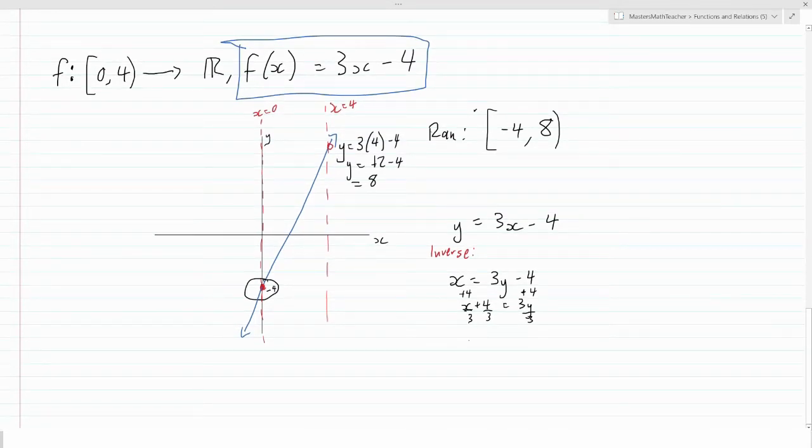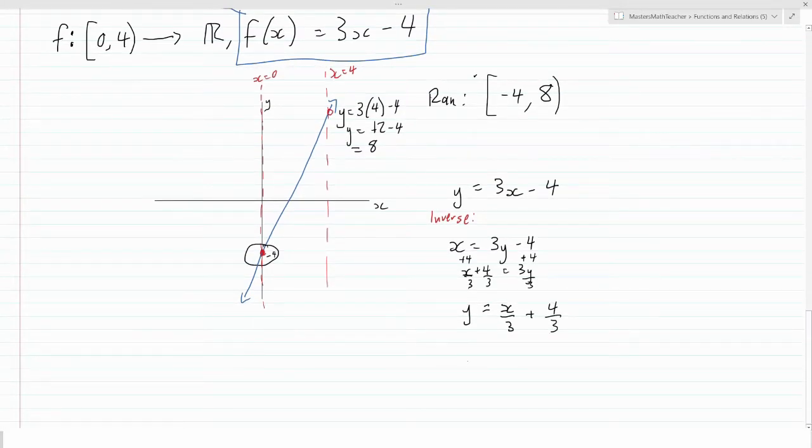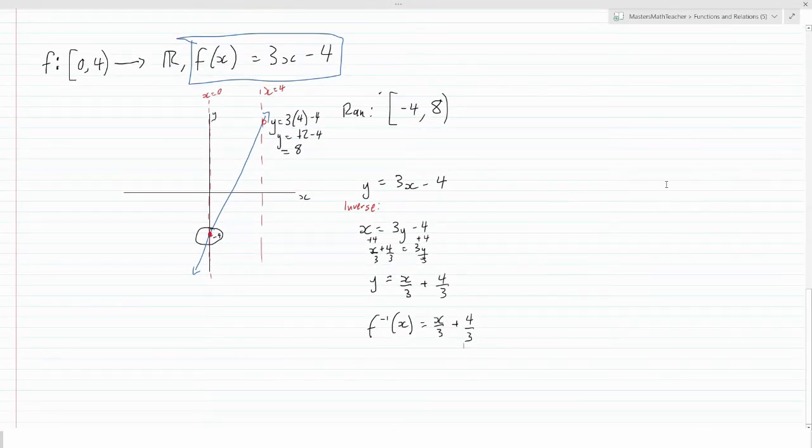So we have y equals x over 3 plus 4 over 3. If we want to write that in inverse notation, we get f negative 1 of x equals x over 3 plus 4 over 3. All right, let's sketch all of this together and then find our domain and range.